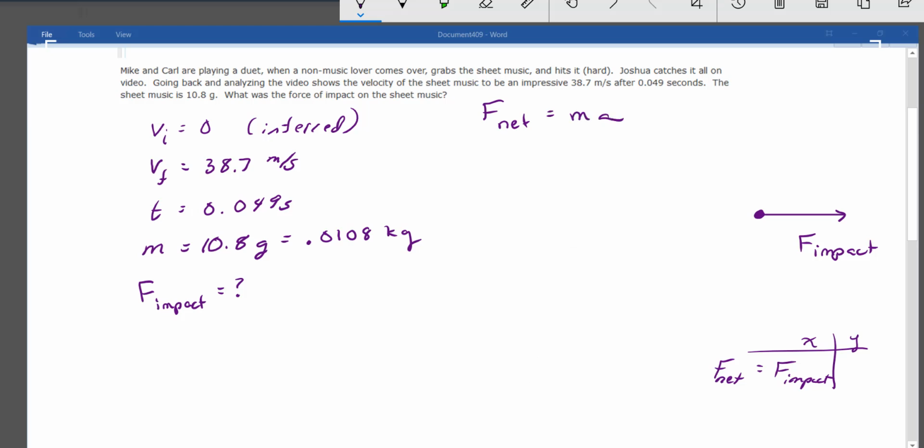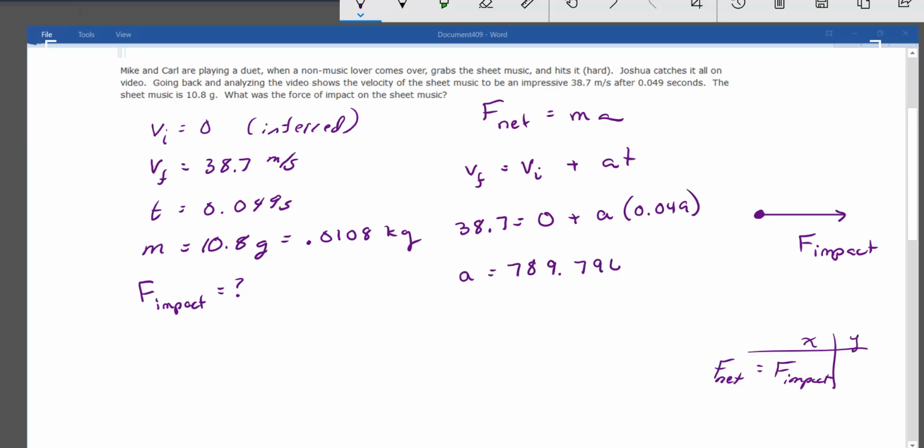Remember on the test you need to analyze the Y forces too, not just the X. So in the horizontal direction, the net force is simply the force of impact. F net equals ma, which isn't terribly helpful unless I have an acceleration. So I'm going to use my kinematic equations to find the acceleration. I'm going to use a simple one, Vf equals Vi plus at. My Vf is 38.7, my Vi is 0, my acceleration is what I'm hunting for, and the time, of course, is 0.049 seconds. Doing all that in the calculator, I get an acceleration of 789.796 meters per second squared, an impressively fast acceleration.